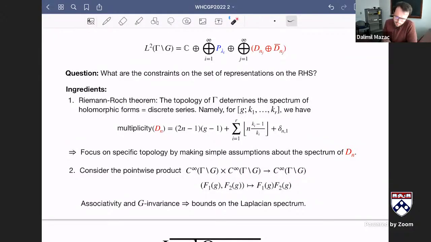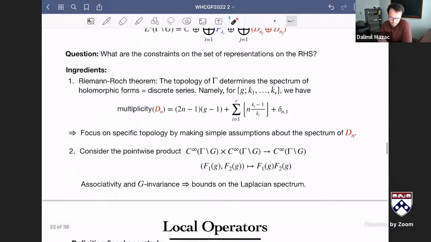associativity. So there's a product, which is pointwise multiplication on G mod gamma, which is G-invariant, and associated with this product, together with G-invariance, will lead to bounds on, say, lambda 1 in this part of the spectrum, given some simple information about the discrete series spectrum.